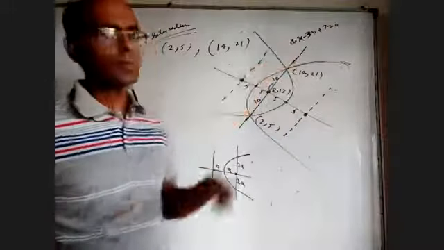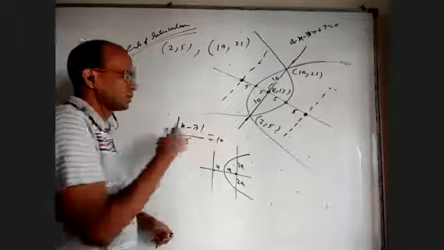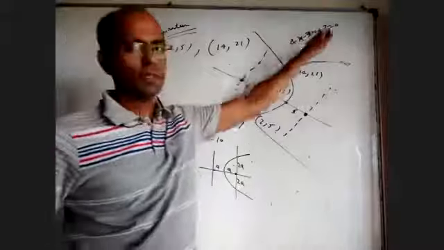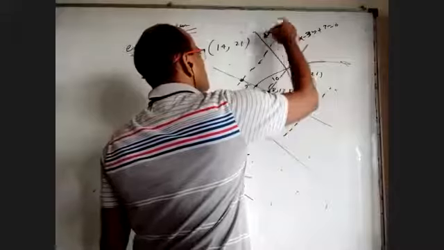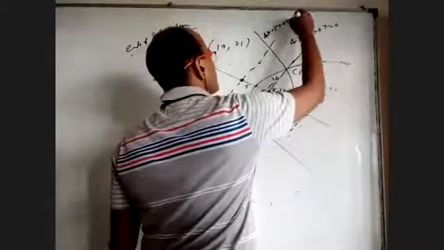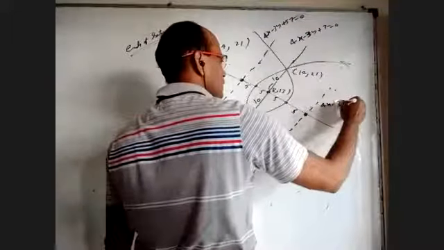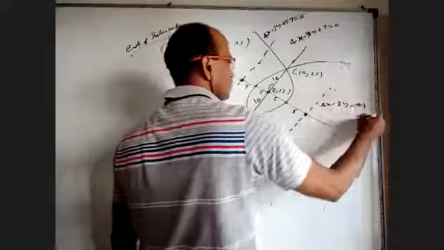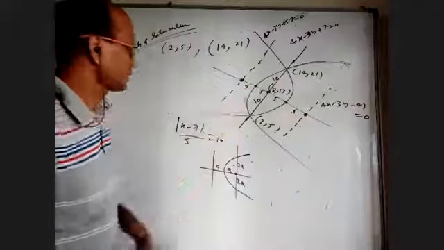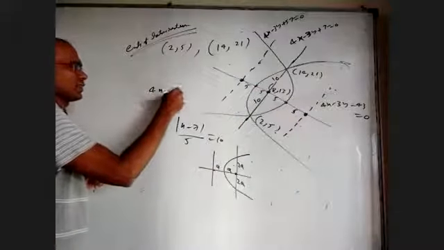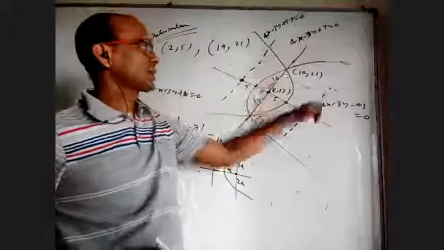And the distance between them is mod c1 minus c2 by root a square plus b square. Mod k minus 7 by 5 should be 10. Simply add 50, subtract 50 to this constant. So one of them is 4x minus 3y plus 57 equal to 0. Another one is 4x minus 3y minus 43 equal to 0. Parallel to this, let it be 4x minus 3y plus k equal to 0 as a directrix. The distance between this and this should be same as 2a only.